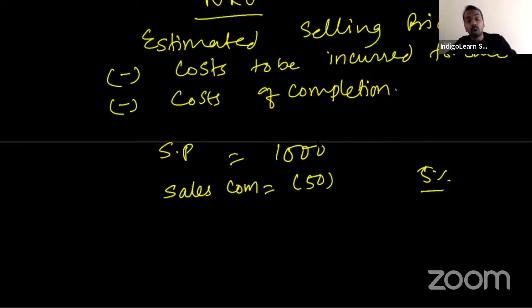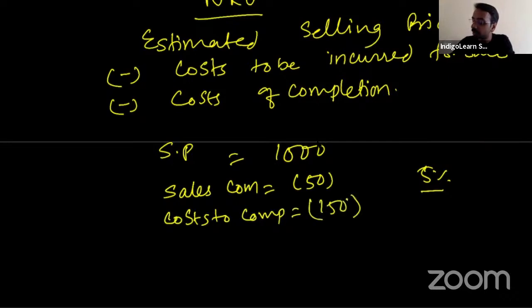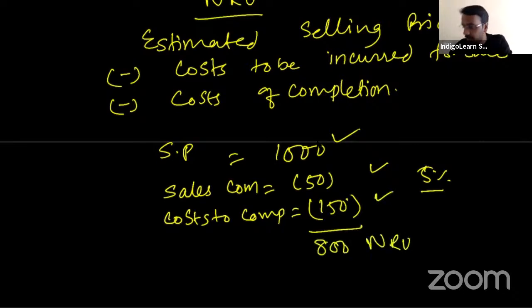And then that product is not fully completed yet. You have to incur certain expenditure to complete that product. So let us say cost to complete is, say for example, 150. So 1000 minus 50 minus 150, what you get, 800 is NRV. That is a net realizable value.